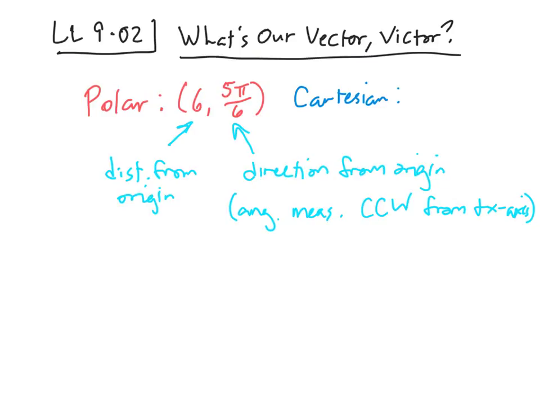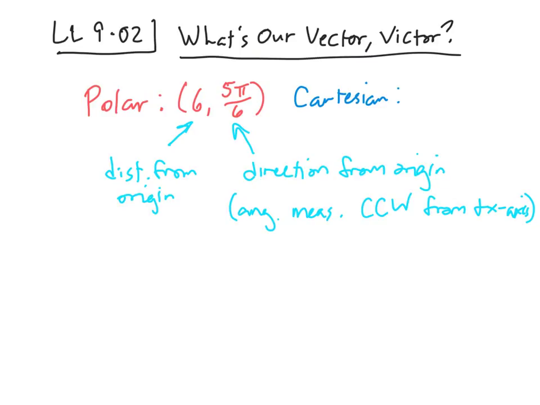All right, so we're going to take this information. We're thinking of a point here that is 6 units away from the origin and whose direction, whose angle measure from the positive x-axis is 5 pi over 6. Remember, everything here is in radians, and everything will be for the duration of this course anyway.